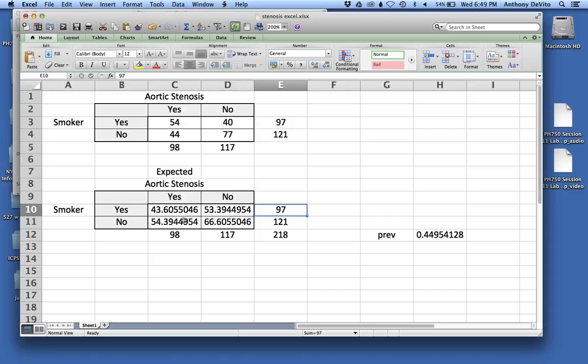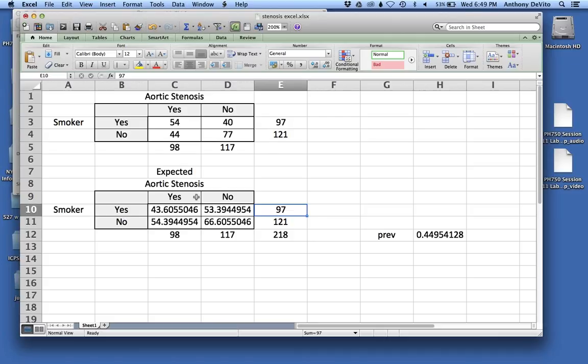And the reason why you're doing that as opposed to the people with stenosis and not is because smoking is my exposure. Right, smoking is my exposure. The smoking is what we're proposing causes it. Now you could argue, it's going to be a silly argument here, that aortic stenosis causes smoking. I mean, you could reverse these columns and rows. Obviously, that doesn't make any sense.